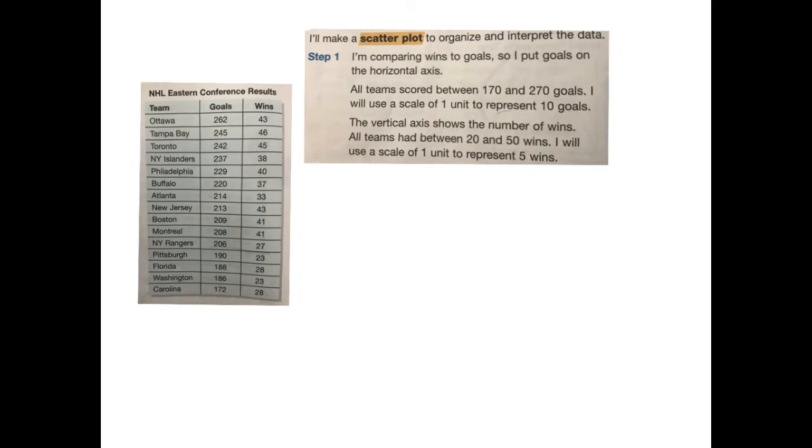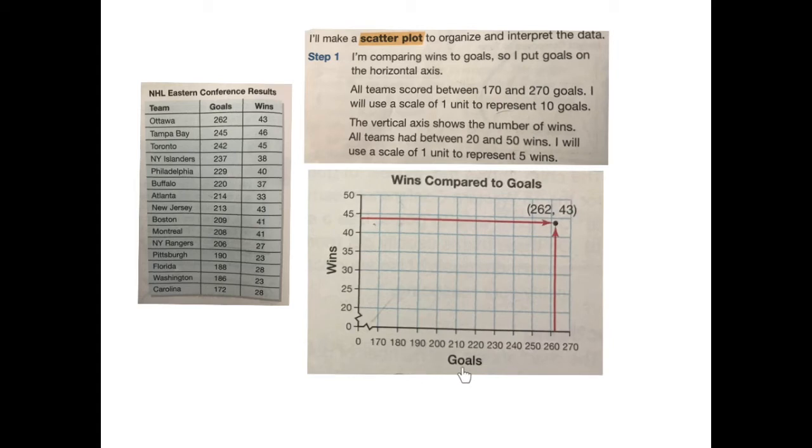Okay, I'll make a scatter plot to organize and interpret the data. Step 1, I'm comparing wins to goals, so I put goals on the horizontal axis. Okay, so I've got goals along the horizontal axis. All teams scored between 170 and 270 goals, so I will use a scale of 1 unit to represent 10 goals. So each of these is 10 goals, skip counting by 10.